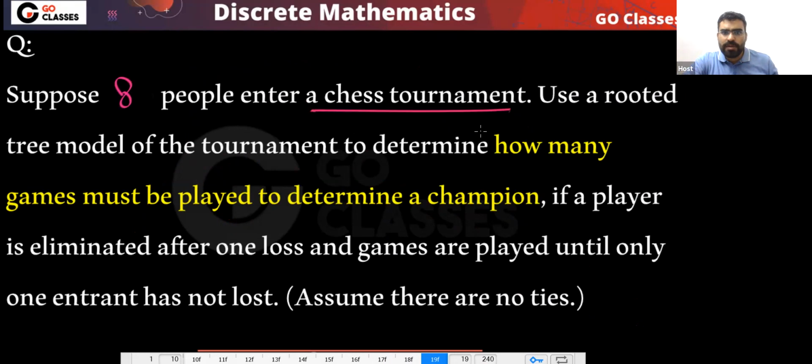Now, what about this question? You are in a chess tournament. How many games will be played? If a player is eliminated after one loss, and games are played until there is one champion, assume there are no ties.